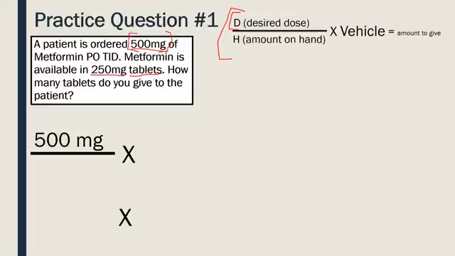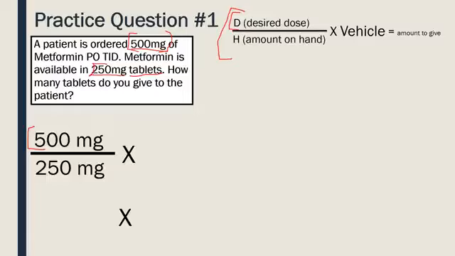The next one: what's the on hand? Let's take a look at the question. Metformin is available in 250 milligram tablets. So they don't have any 500 milligram tablets. They only have 250 milligram tablets available on this floor. So we're going to highlight that, and then we're going to put that at the bottom. The on hand is 250 milligram tablets, because that's all they have available.